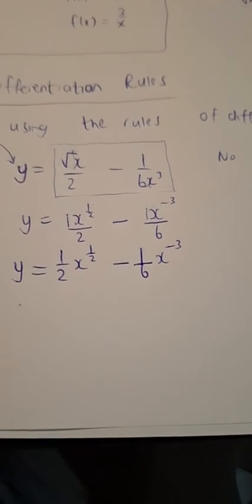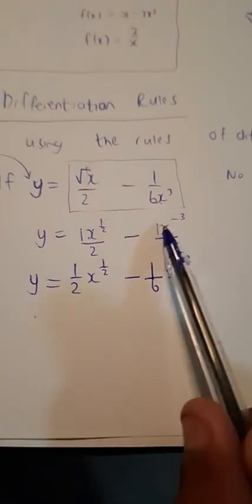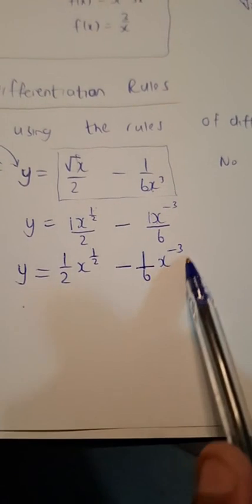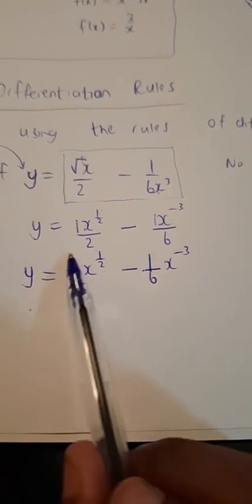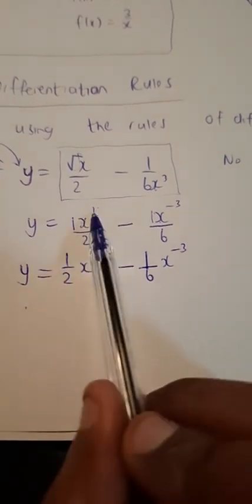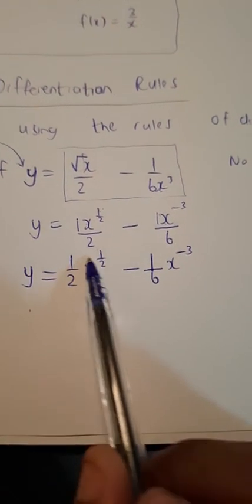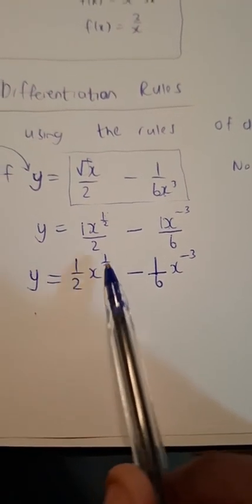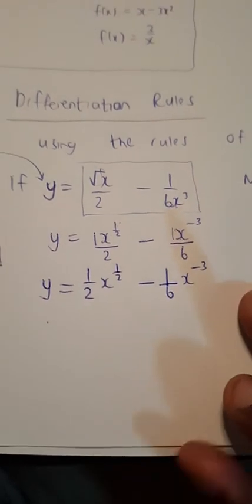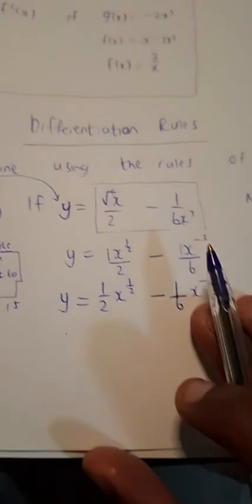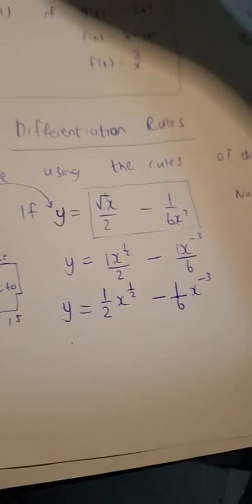Very, very important. So this x to the power negative 3 is observed as an x to the power negative 3 in the numerator. This x to the power half is also observed as a numerator variable, with this rational exponent. Very importantly, now we are ready, guys, now we are ready to derive.